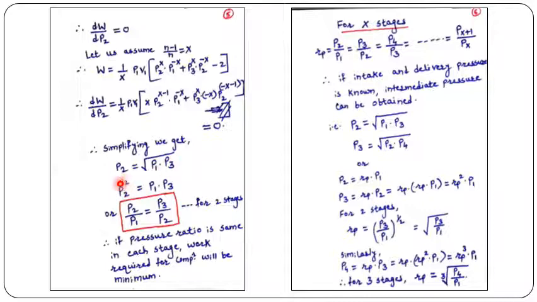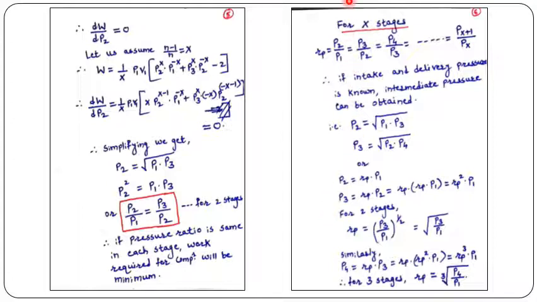I can also write it as P2 square is P1 into P3, and P2 by P1 is equal to P3 by P2. So, for 2 stages, P2, which is the optimum intermediate pressure, should be such that P2 by P1 is equal to P3 by P2. That means, if the pressure ratio in each of the stages is the same, then the work which is required for compression in a 2-stage compressor will be minimum.